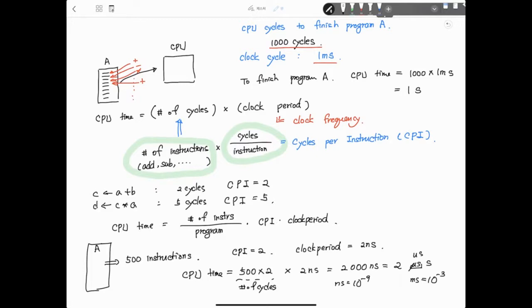Okay. So do you have any question? So you can understand, right? What's the CPU time? How we can compute the CPU time?